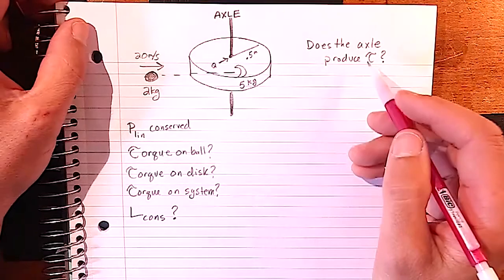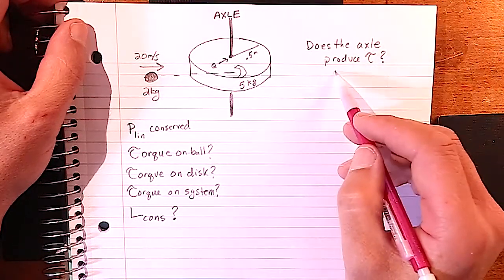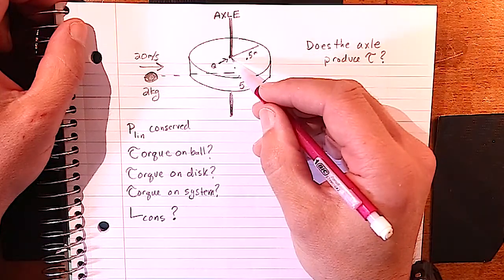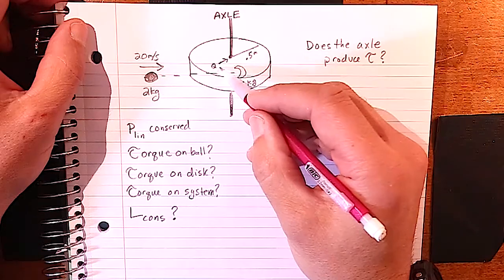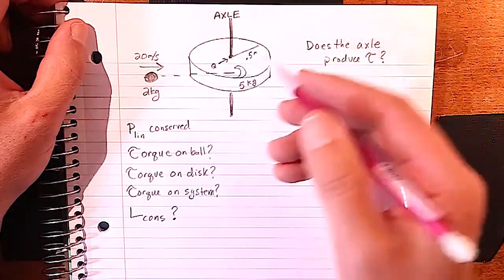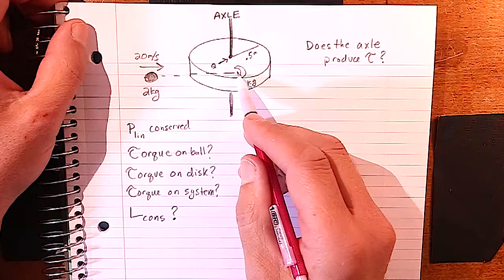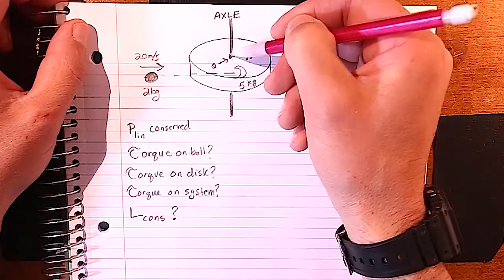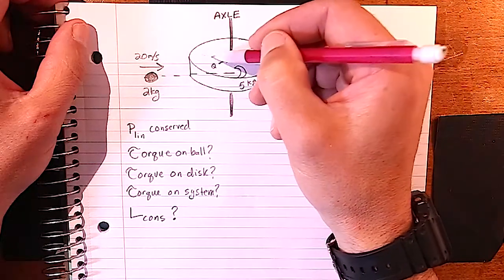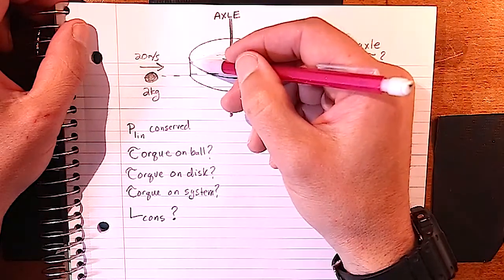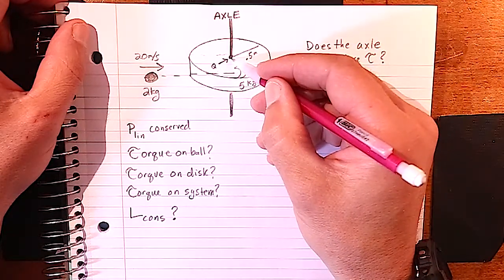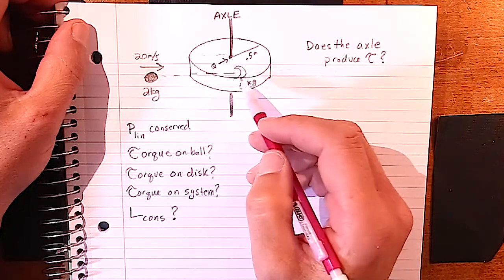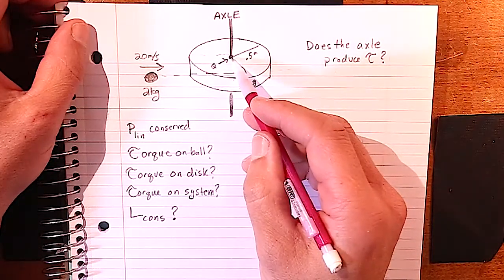And the first thing that I want to get into is, does the axle produce torque? Now in most of these problems, the place to choose your origin is the point of rotation. So if we choose this to be Q, the ball exerts a force on the disk in this direction. So the axle exerts a force in this direction, but that force is at radius 0. So the axle produces no torque. There is torque on the ball and there is torque on the disk, but there's no torque here.